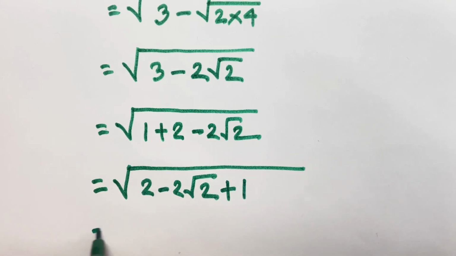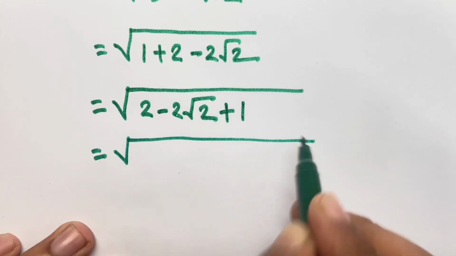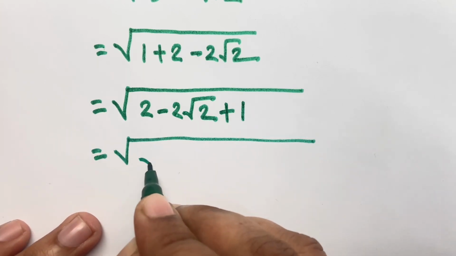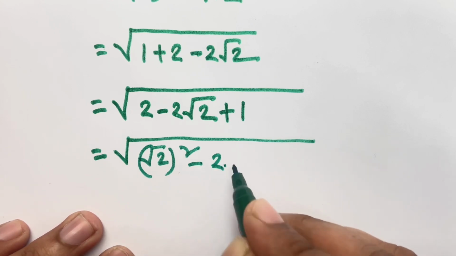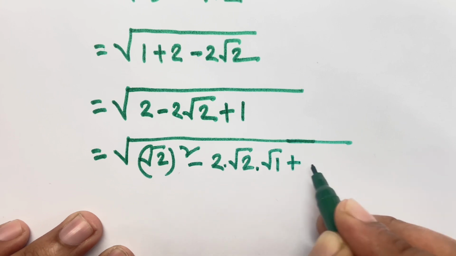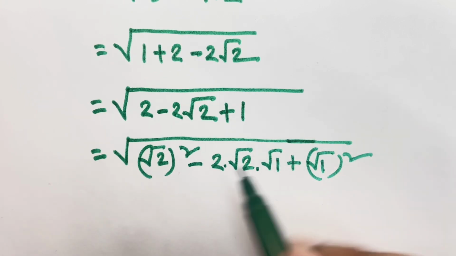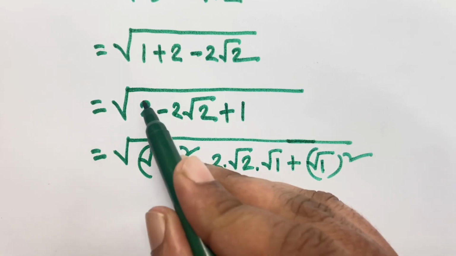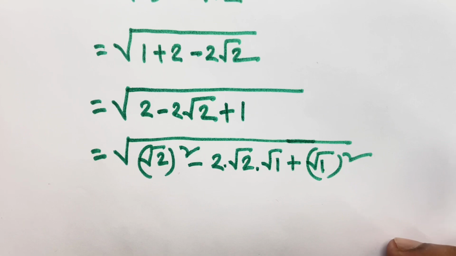Now square root of 2 is equal to square root of 2 whole square, and minus 2 square root of 2 square root of 1, and plus square root of 1 whole square. We know that square root of 2 whole square is equal to 2 and square root of 1 whole square is equal to 1. So there is no change.